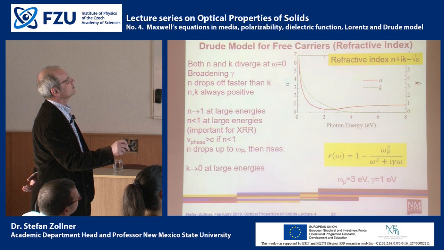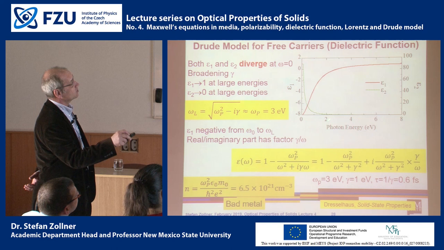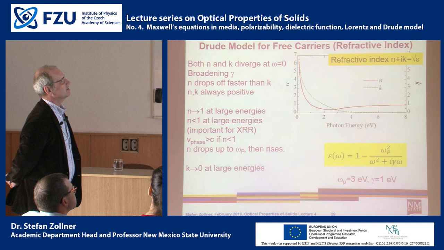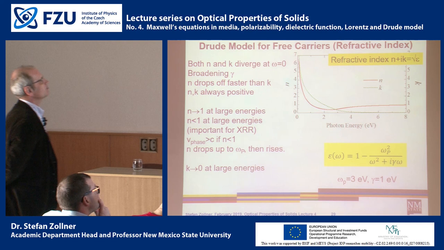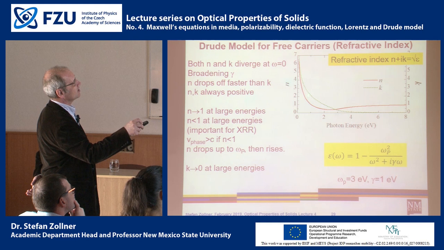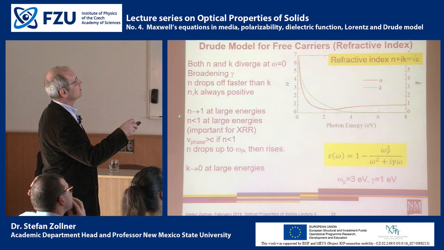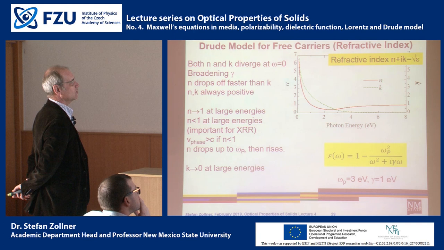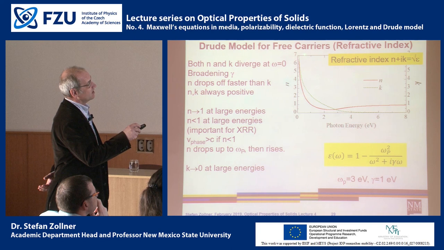So this is the dielectric function for free carriers. And again, we expect that the N and K, the complex refractive index, will look different because we've taken the complex square root. In this case, both N and K diverge and go to plus infinity. N drops off faster than K, N has a minimum, and then it increases again. And again, N goes to 1 at large energies, approaching it from below, which is important for X-ray reflectance. K, the extinction coefficient, goes to 0.